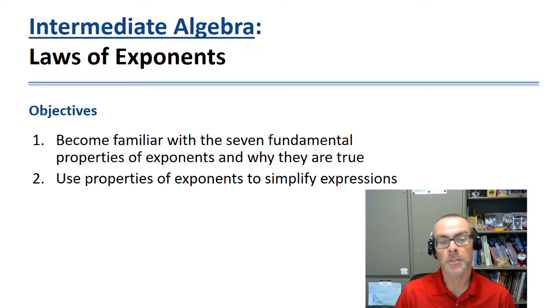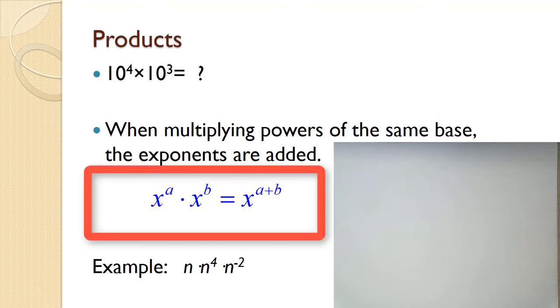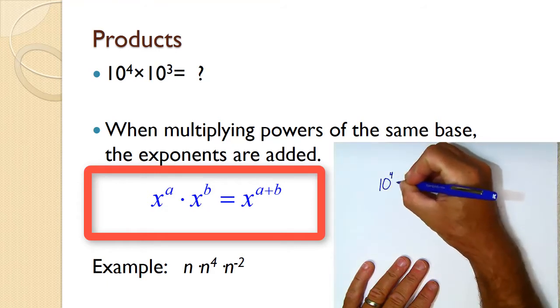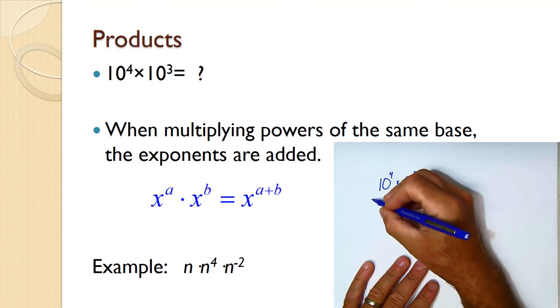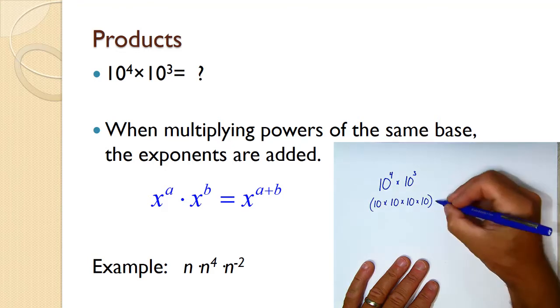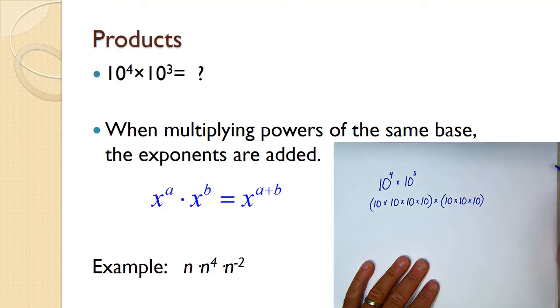So let's get started. Okay, there are 7 important properties of exponents that you're going to need to be familiar with. We're going to work through them one at a time, and then we'll provide a summary of all of them at the end. So the first one, suppose we wanted to multiply 10 to the 4th power by 10 to the 3rd power. If you think about that, that's really the same as saying 10 times 10 times 10 times 10, that's 10 to the 4th, times 10 times 10 times 10, that's 10 to the 3rd.